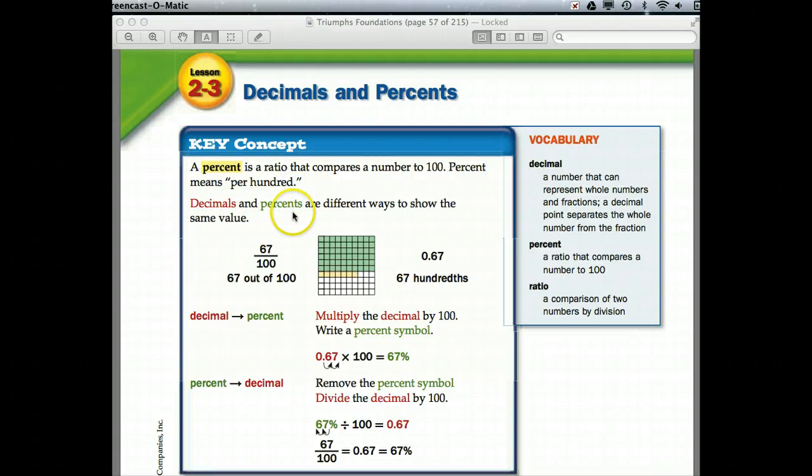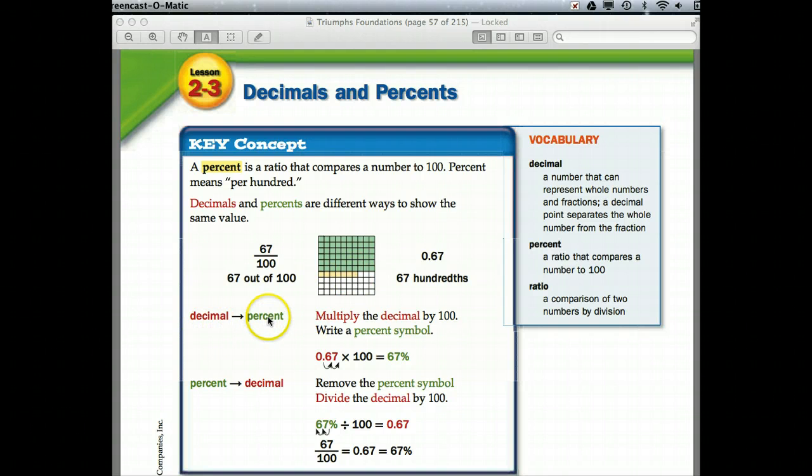So decimals and percents are different ways to show the same value, just like fractions and decimals are different ways to show the same value. So we have 67 over 100, or 67 out of 100. So we've got 100 little blocks here, and out of the 100 blocks, 67 of them are colored.